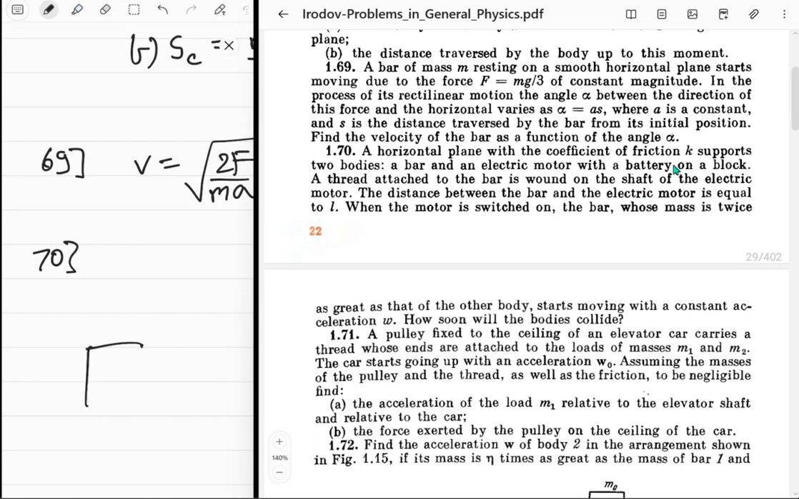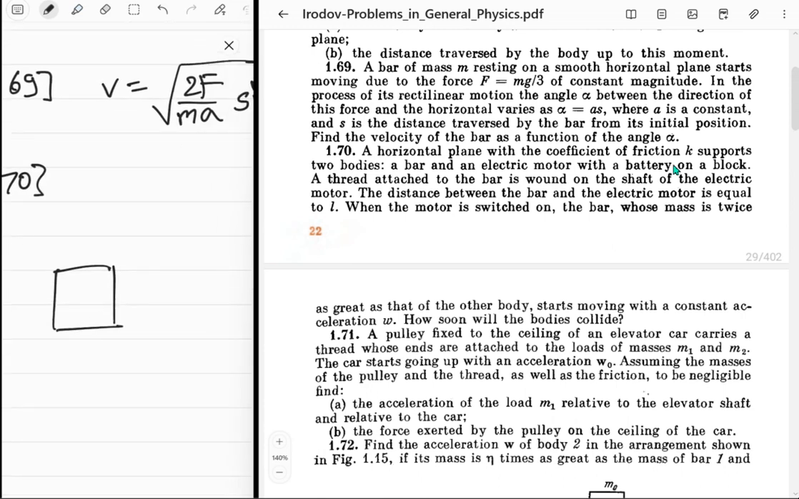So you have something like this, a block on the top of it. There's a motor with a battery and everything. And there's a bar, which I'll just say is another block, another body. That's all you need to know. A thread attached to the bar is wound on the shaft of the electric motor.